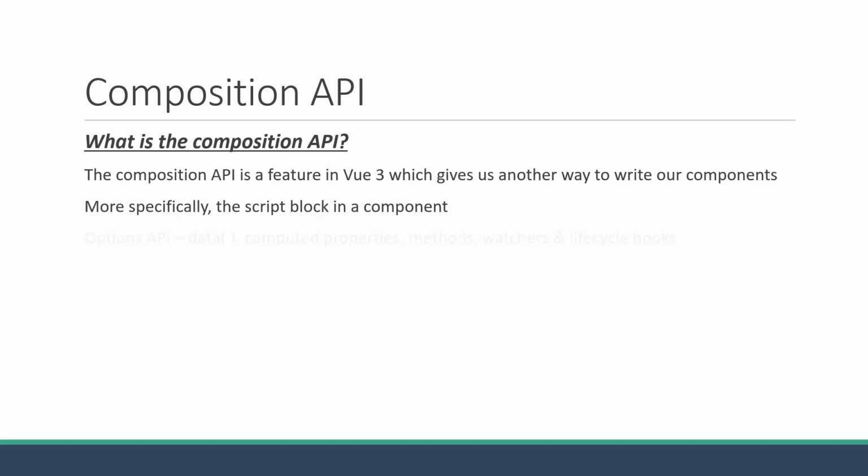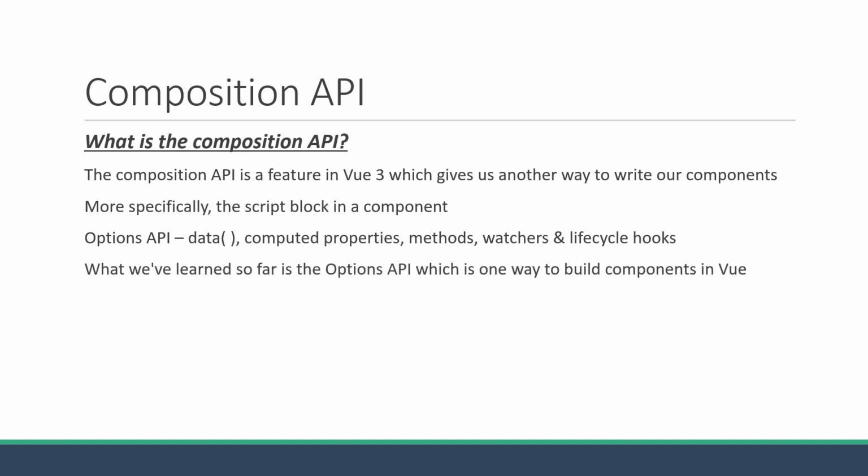So far, what we've learned is the options API to build components. So data, computed properties, methods, watchers, and lifecycle hooks. They all are options that we can configure in a Vue component. So what we have learned so far is using the options API, which is one way to build components in Vue. The other way is to use the composition API.